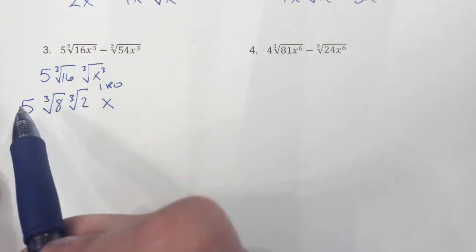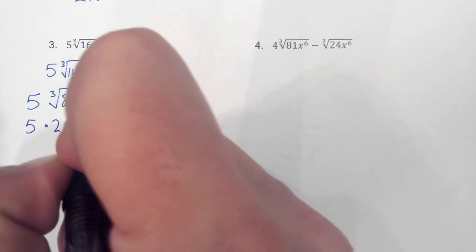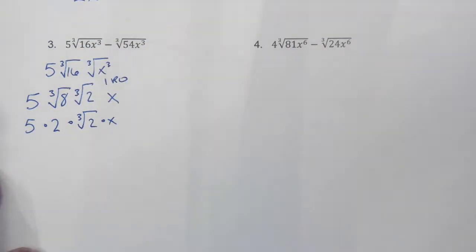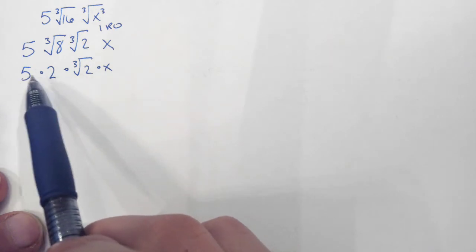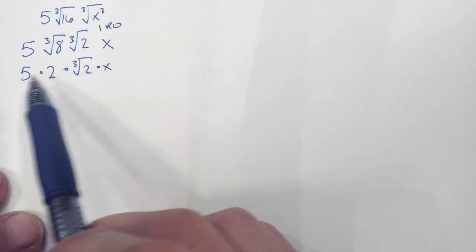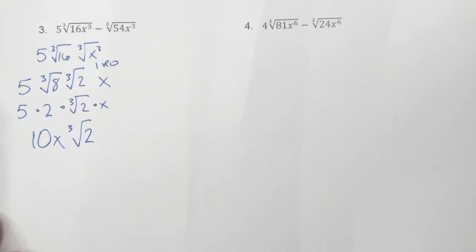Okay, now I just need to simplify a little bit more. The cube root of 8 is 2. And then everything else I'll just rewrite. Now I want to put all of the things outside of the radical together. So that'd be 5 times 2 times x. So 10 times x is 10x. And then I've got the cube root of 2 also. Okay, that part is simplified.